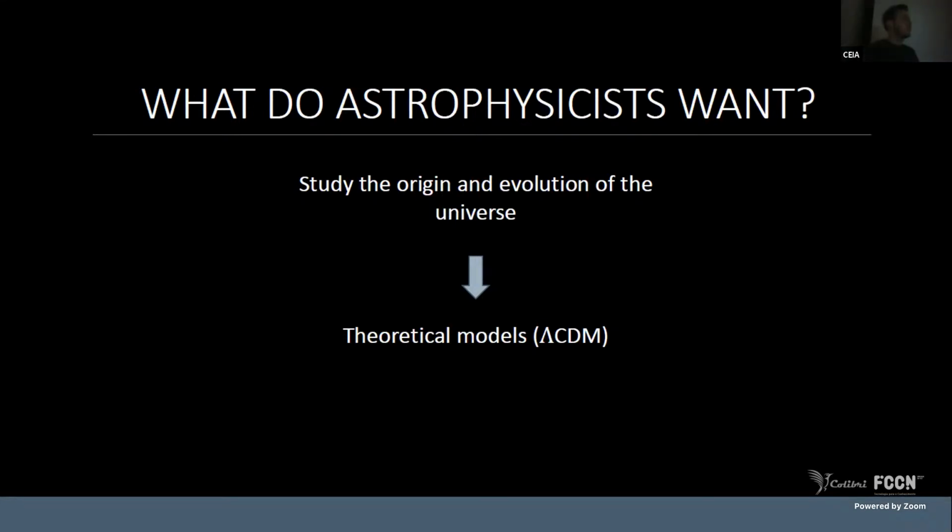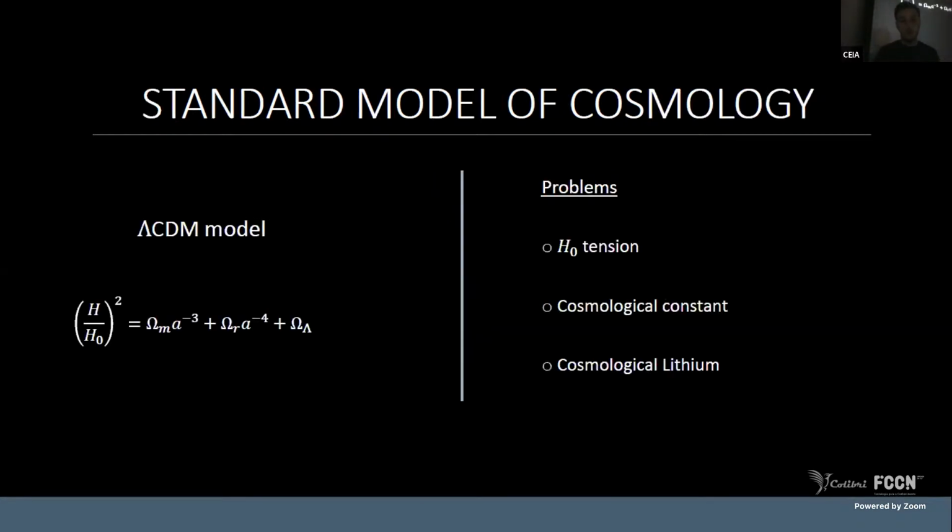Astrophysicists want, among other things, to study the origin and evolution of the universe. And for that, we need theoretical models. We want to describe the dynamics and evolution of the universe, so we need to have some model that tells us how this happens. And the model we currently have and currently accept is lambda CDM.